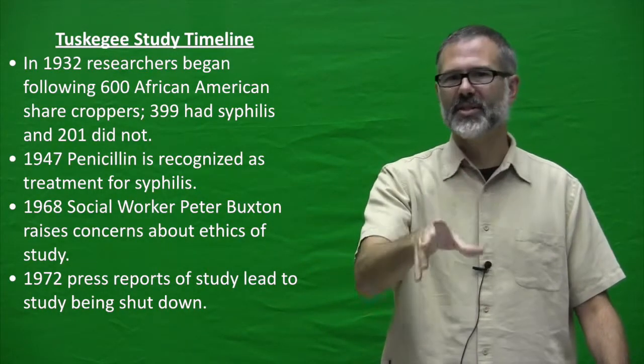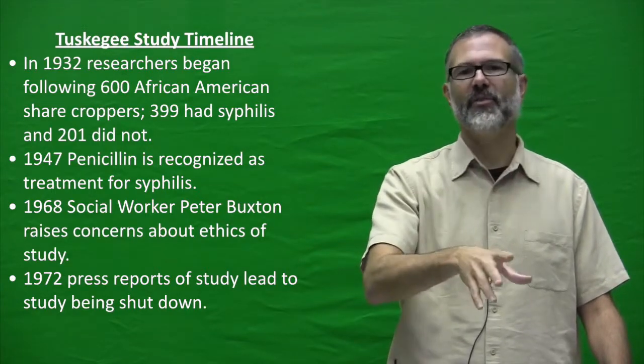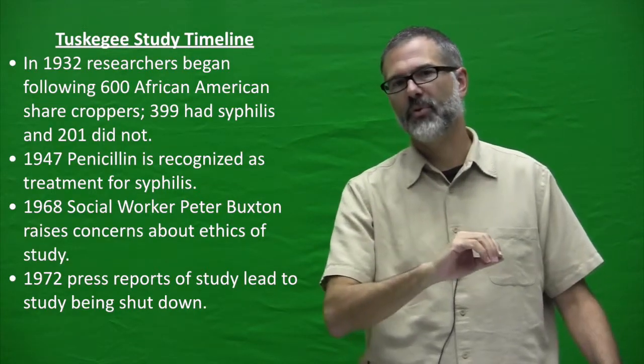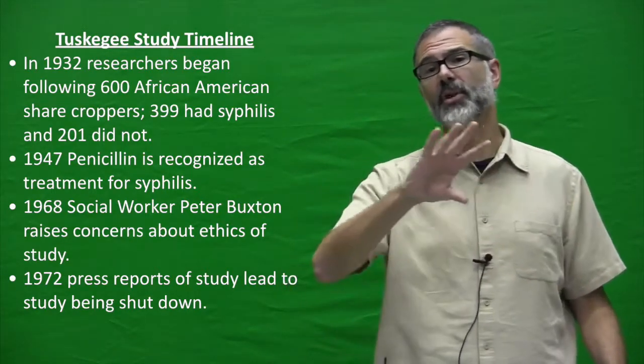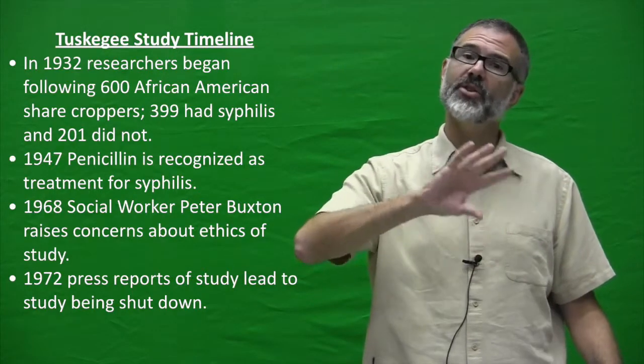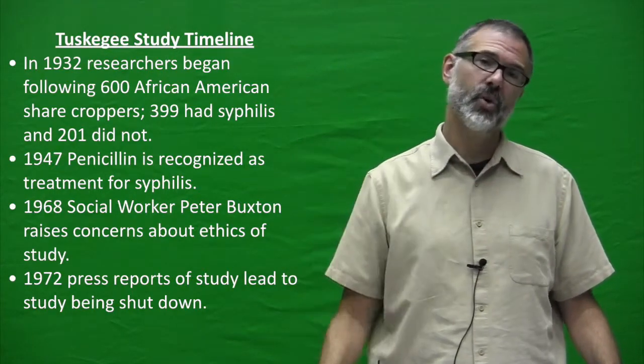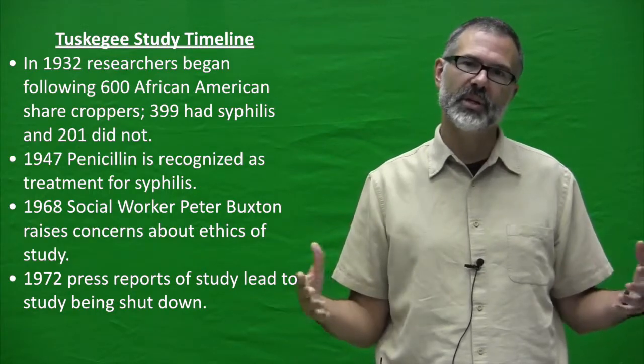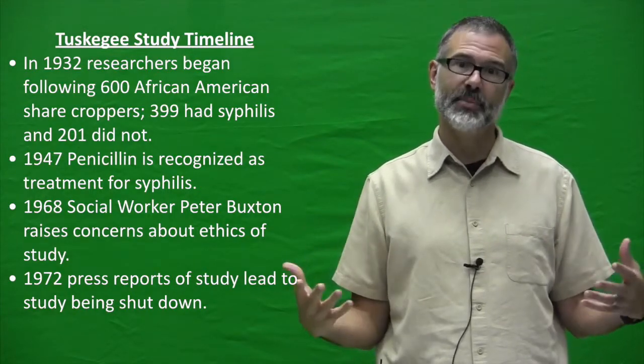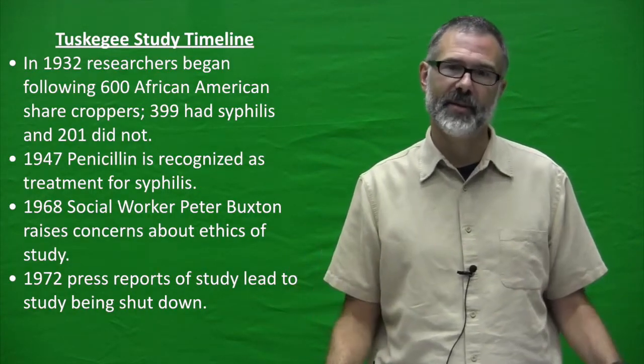About 600 individuals, a little more than half of whom had syphilis and a little more than half of whom didn't have syphilis. And they followed them over time. And the idea was to understand the course of syphilis, the course of the disease, and to get a clear sense of what the symptom presentations are and things like that.